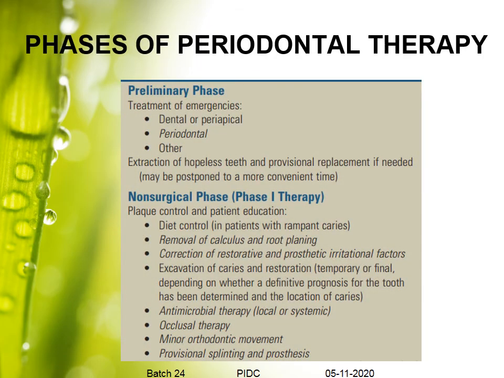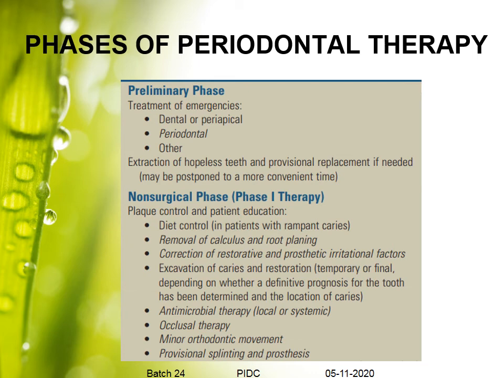So, coming on to the preliminary treatment, it involves treatment of emergencies such as dental or periapical and periodontal abscesses or other cases. Extraction of hopeless teeth and provisional replacement, if needed, may be postponed to a more convenient time, especially during the phase 2 therapy.